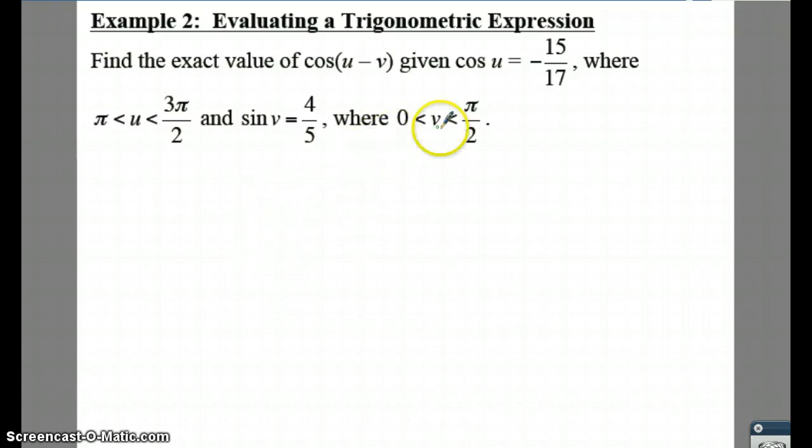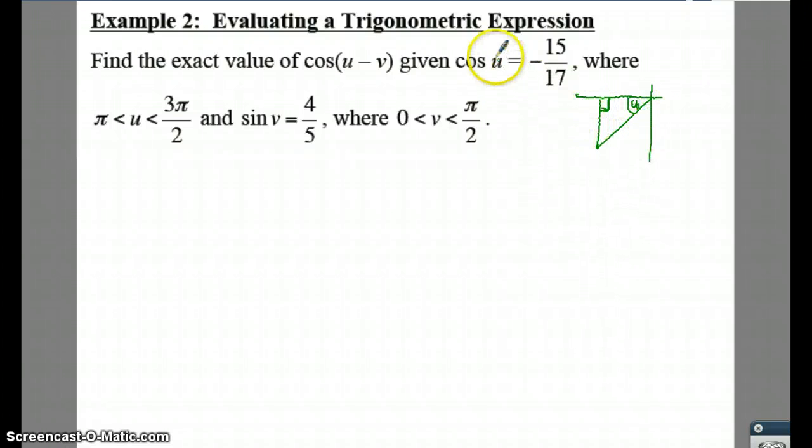It tells us that u is between pi and 3 pi over 2. That means we're going to have a triangle in our third quadrant. So we're going to draw a triangle in our third quadrant. And here's our triangle. If this is triangle u, this is our angle measure.